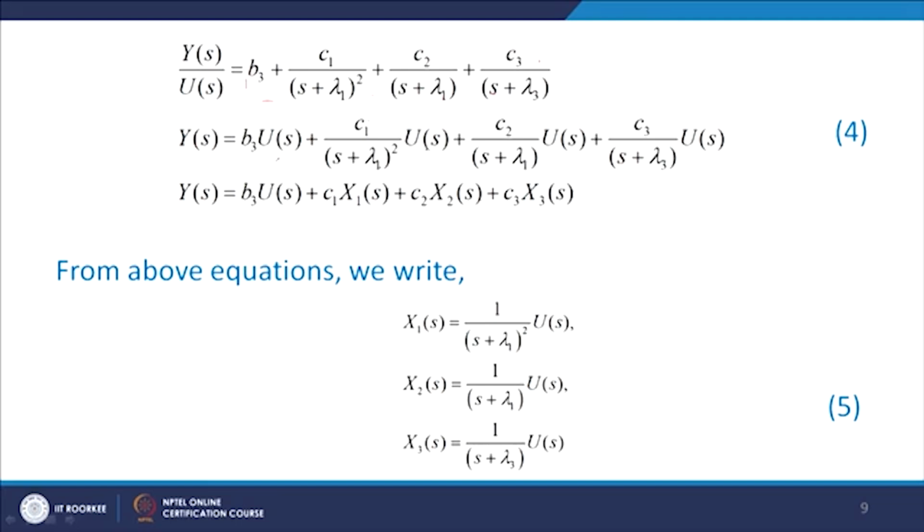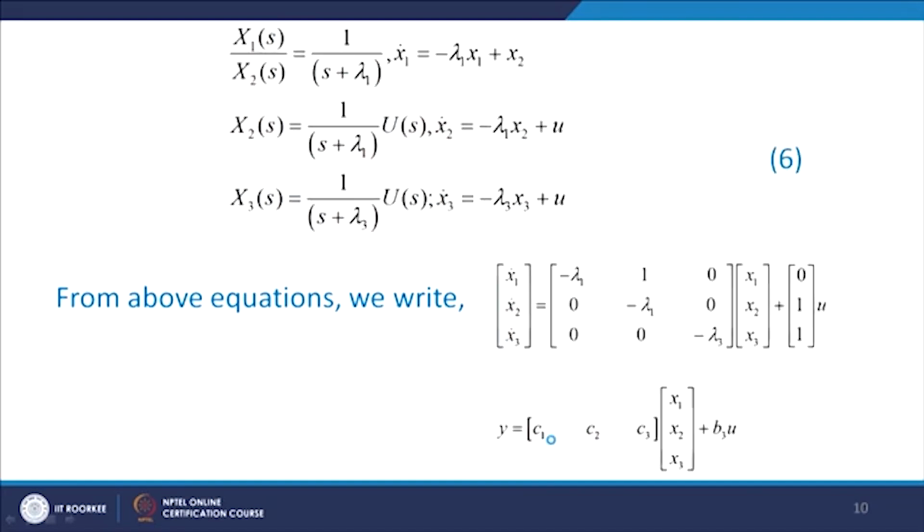Now, we have solved this equation: Y of s equals b3 into U of s, plus c1 over (s plus lambda 1) square into U of s, plus c2 over (s plus lambda 1) into U of s, plus c3 over (s plus lambda 3) into U of s. Finally, Y of s equals b3 U of s plus c1 times the term U of s over (s plus lambda 1) square, which we have taken as x1 of s, c2 times U of s over (s plus lambda 1), which we have taken as x2 of s, then c3 times U of s divided by (s plus lambda 3), which we have taken as x3 of s. Now, again from the above equation we write x1 of s equals 1 upon (s plus lambda 1) square into U of s, x2 of s equals 1 upon (s plus lambda 1) into U of s, x3 of s equals 1 upon (s plus lambda 3) into U of s.